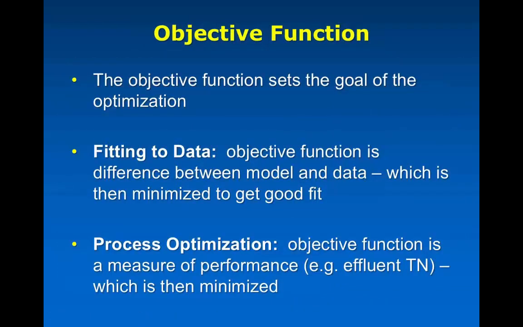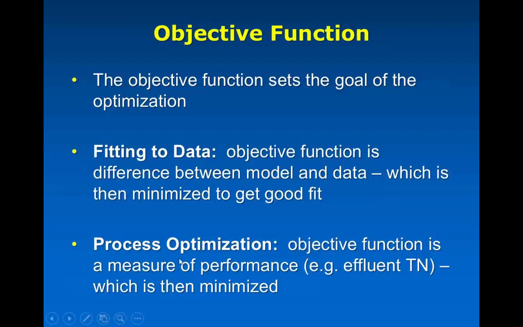So the objective function is the one that really sets the goal of what you are doing. When you're fitting to data, the objective function is to minimize the difference between the model and the data points that you have. So it takes a measurement of the error, which is basically the difference between the data point and the model, and it adds that up in some way or another. We actually have lots of different options there. You can do it as a sum of squares, you can do it as a sum of relative error and so forth, with maximum likelihood as well.